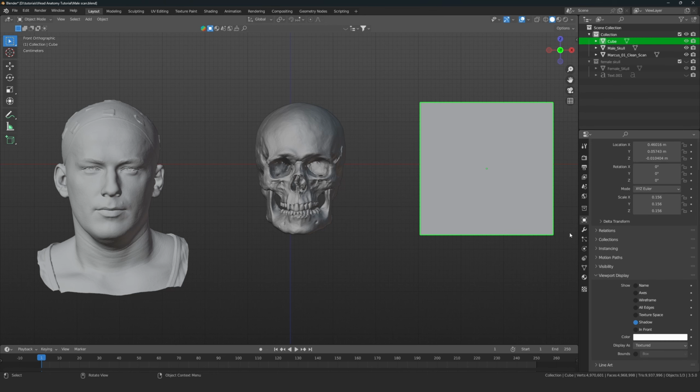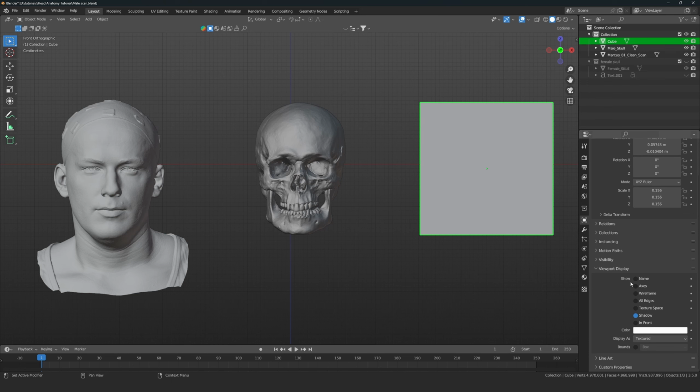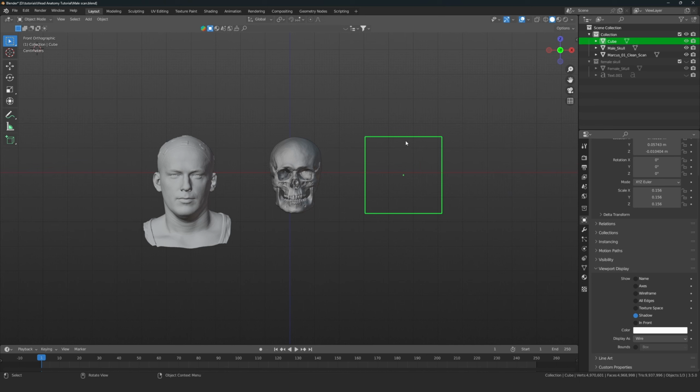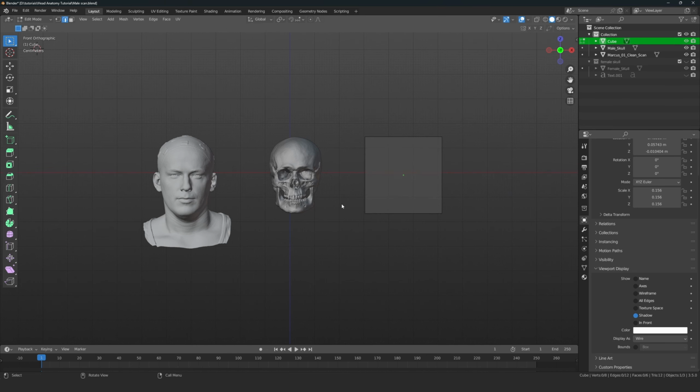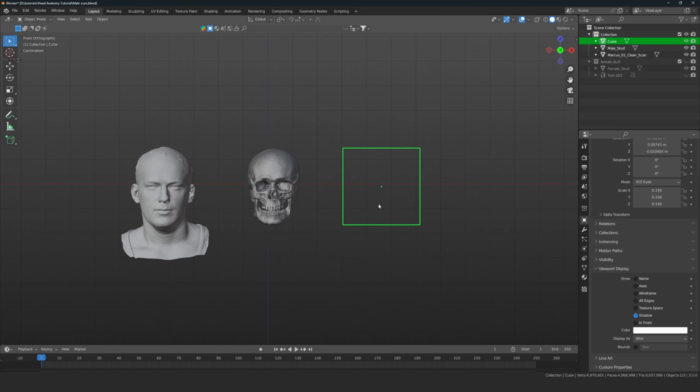First things first, I'm going to go to my object properties, then into my viewport display, and put the display at wire, so that I can add as many edge loops as I want and you would still be able to see all of that stuff. So yeah, let's actually get started.